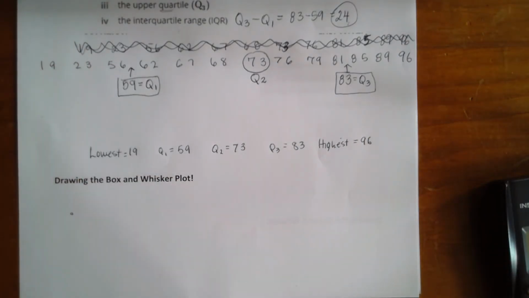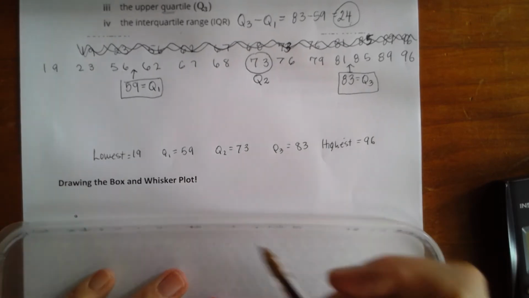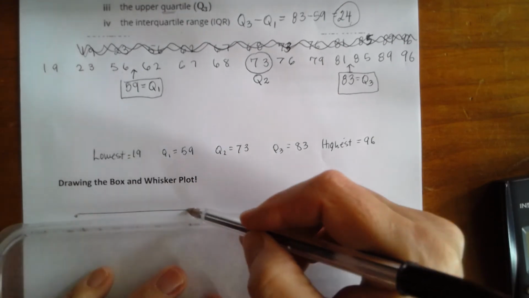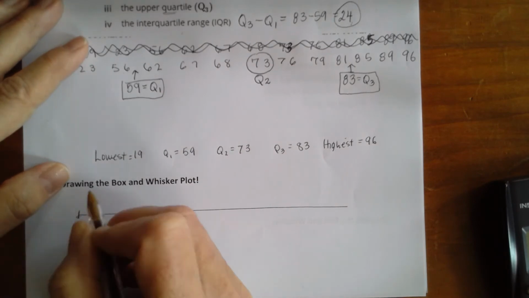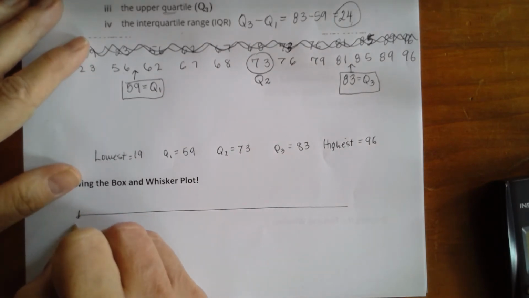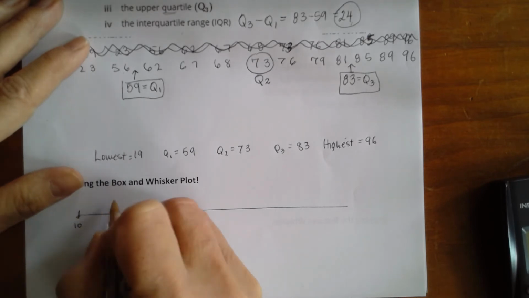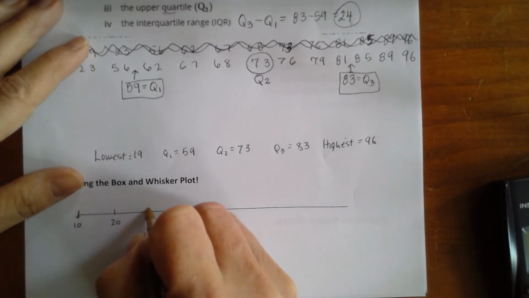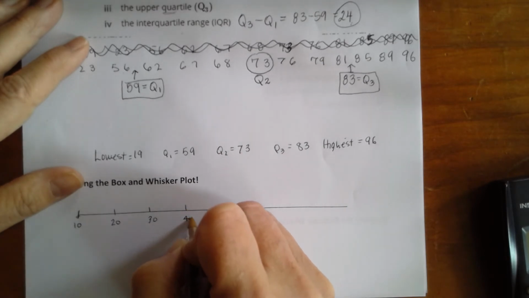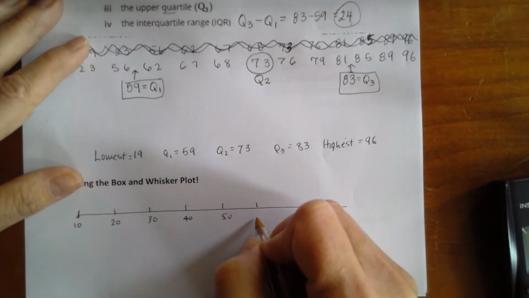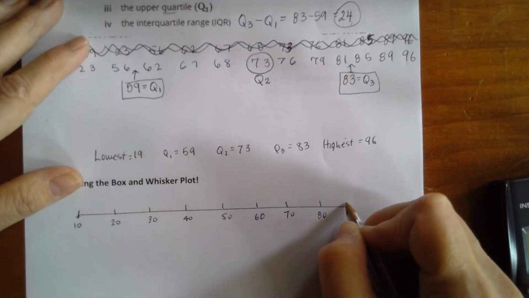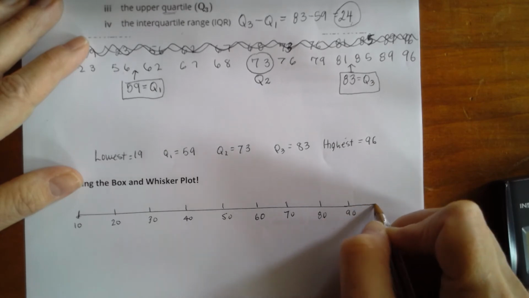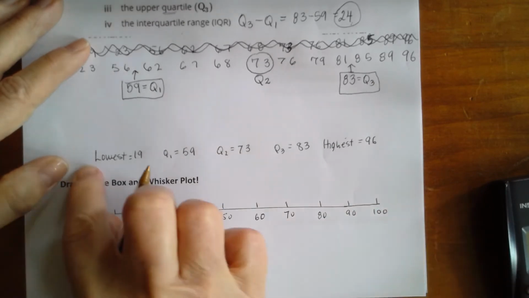Oh, I better mark. I wish I had my ruler, but I don't, and it doesn't really matter because I have this sharp edge. Okay, so I'm going to try to draw a straight line that goes from 19 to 96. So I might start right here at 10. And then go 20, 30, 40, 50, 60, 70, 80, 90, 100. So I want to get my whole range in.